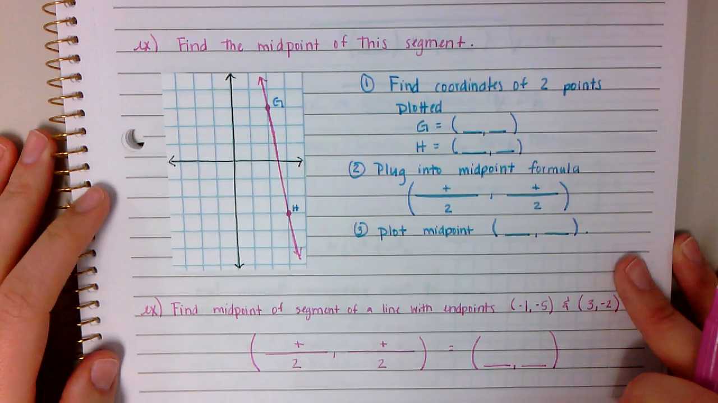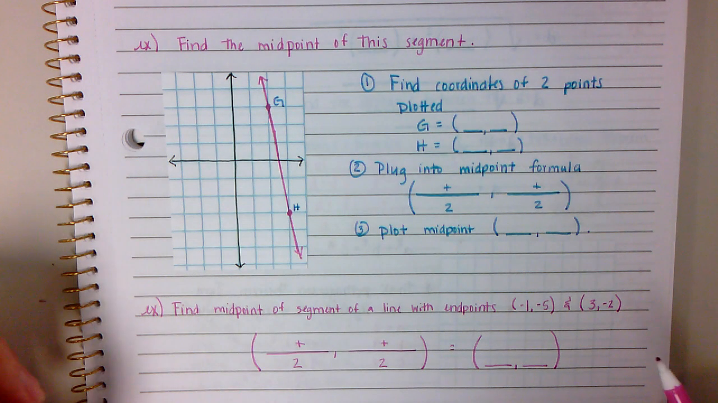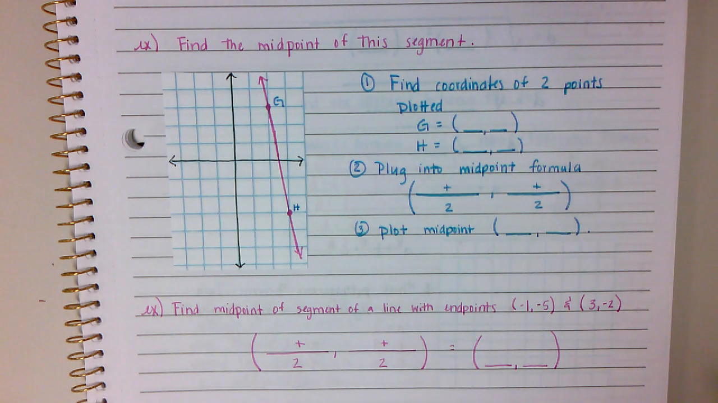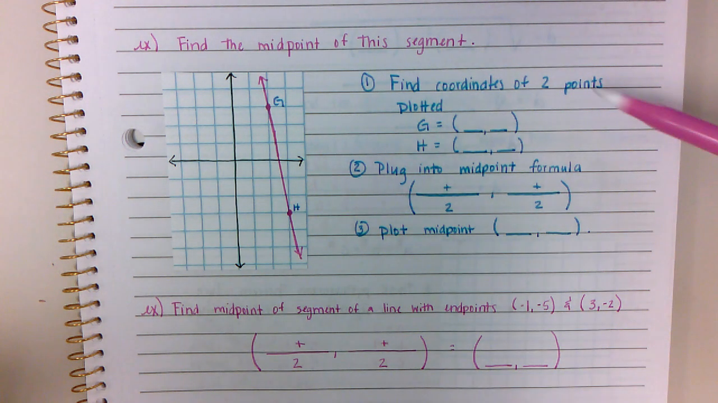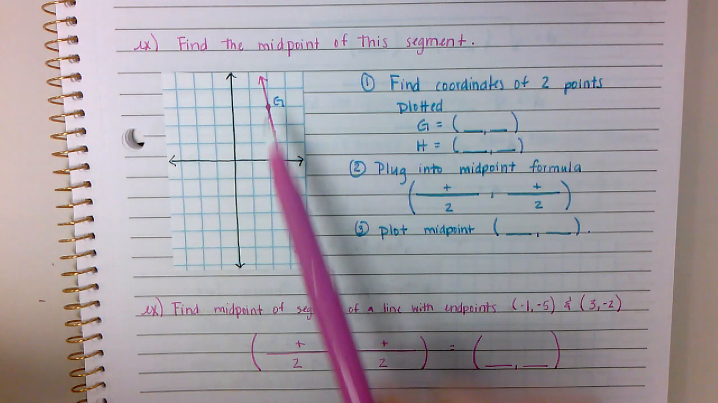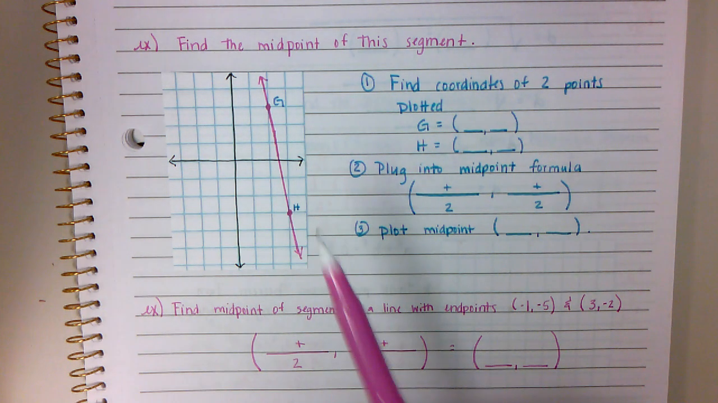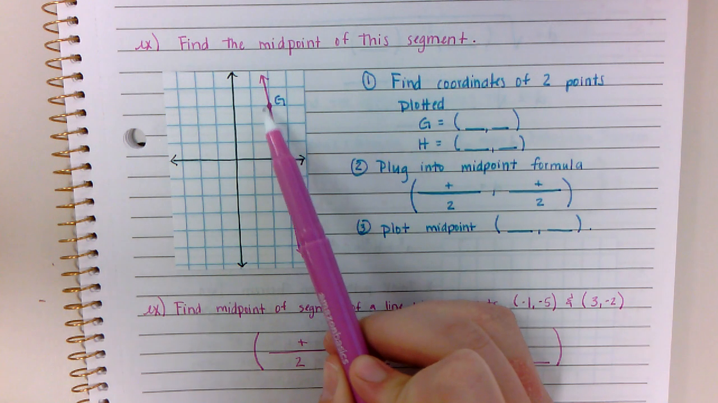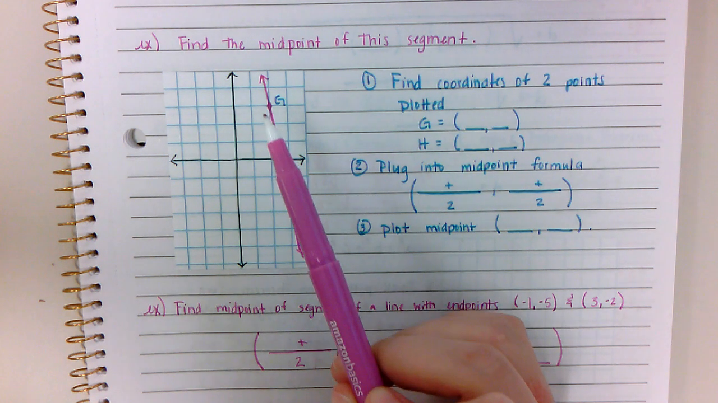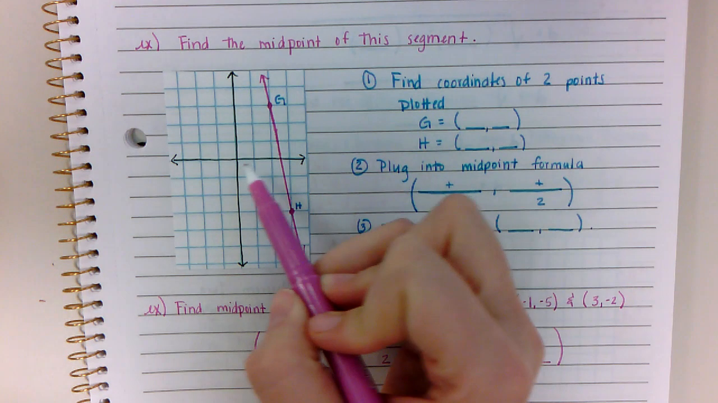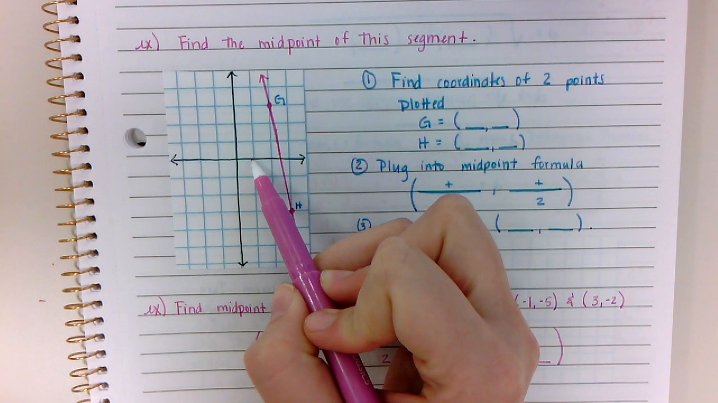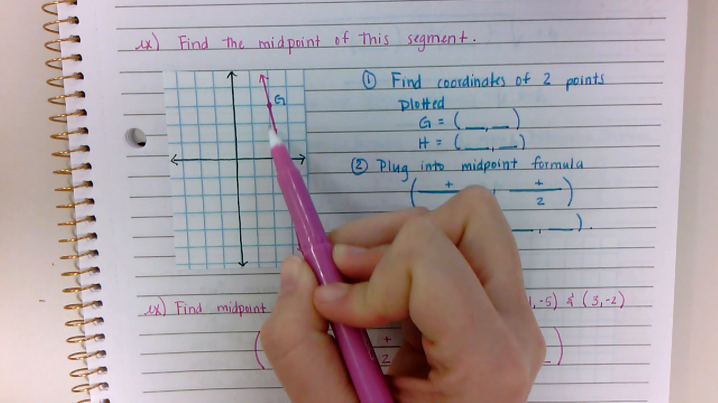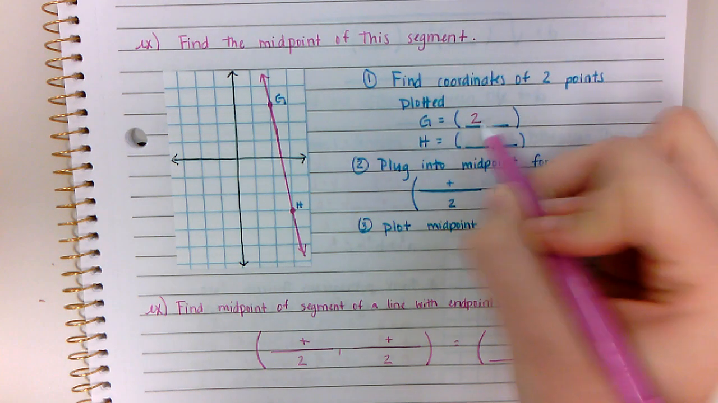Okay, let's look at this next one where a visual graph was given to you and they're asking you for the midpoint. So the first thing we need to do is find the coordinates of the 2 points that have been plotted here, since they didn't tell us what those points are. So G, if we look at this dot right here, we need to figure out what is that ordered pair. So we're going to go over 1, 2, and up 1, 2, 3. So over 2, up 3.